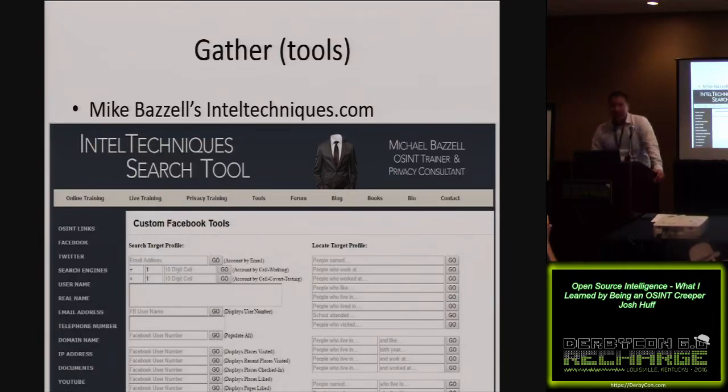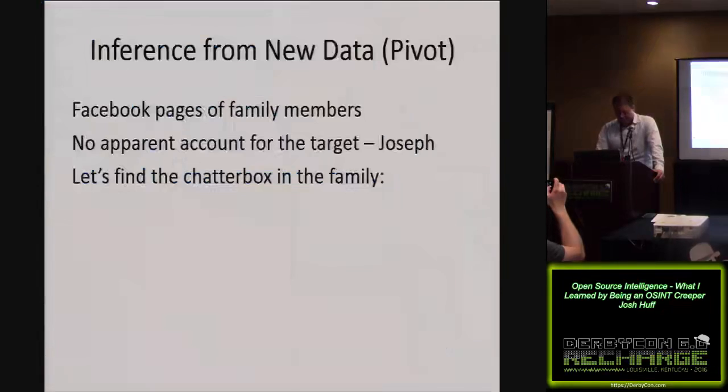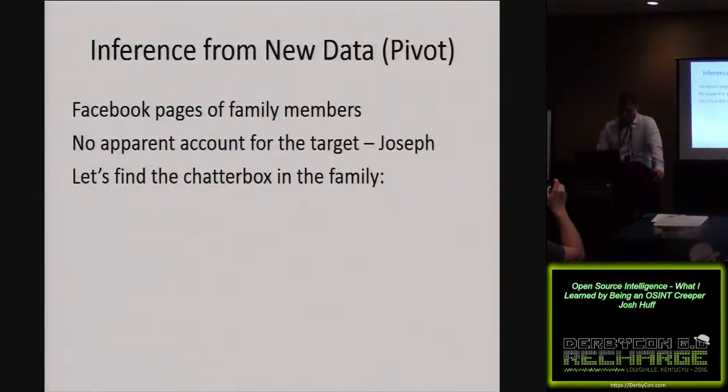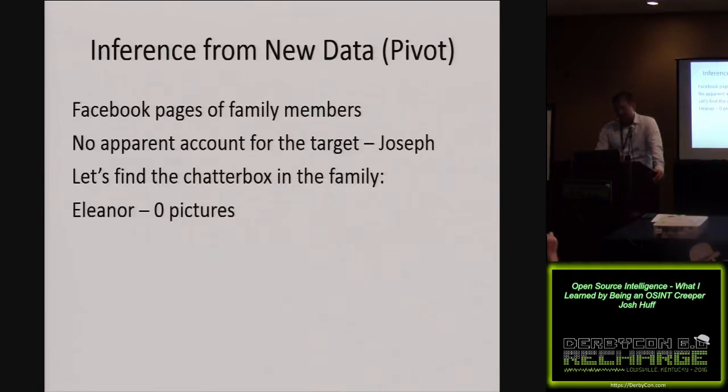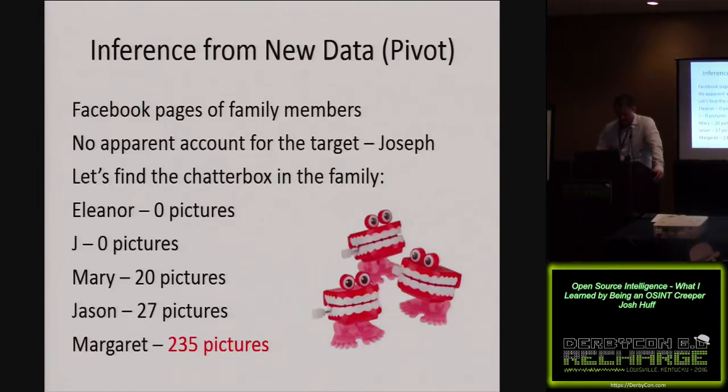It's basically set up so the right side of the screen helps you find an account or a target, and the left side of the screen helps you dig into that target's information. So using the right side, very quickly I can find all of the known associations from the Pitbull search. Inferences from that, it's all family members. There's no apparent account for the target Joseph. The Joseph L. Christmas that I found was the father's account, which had very little use. So I start digging into the actual accounts to try to find the chatterbox of the family. Eleanor had no pictures. Jay had no pictures. Mary had 20 pictures. Jason had 27 pictures. Margaret had 235 pictures. There's our chatterbox.